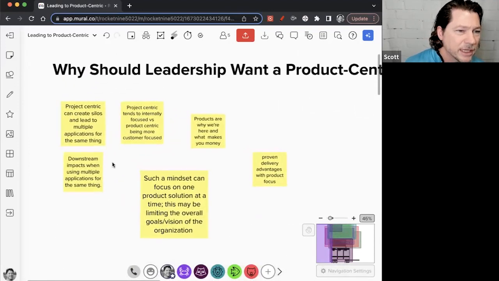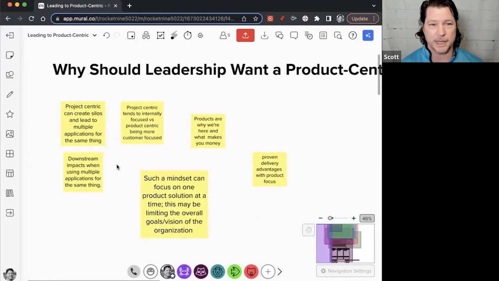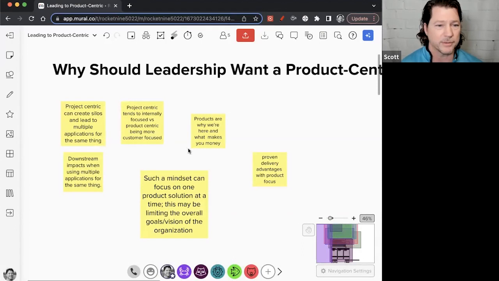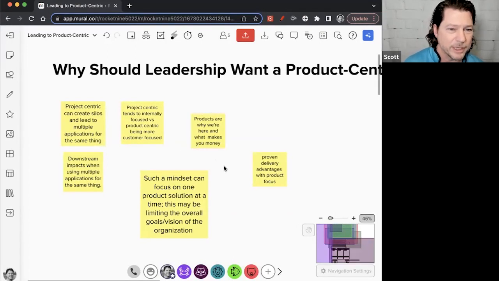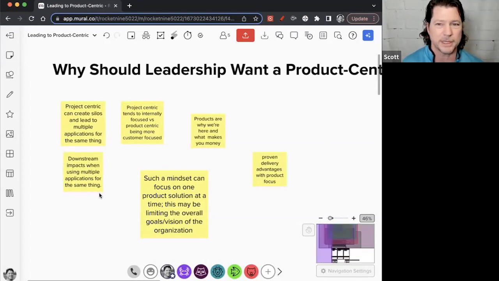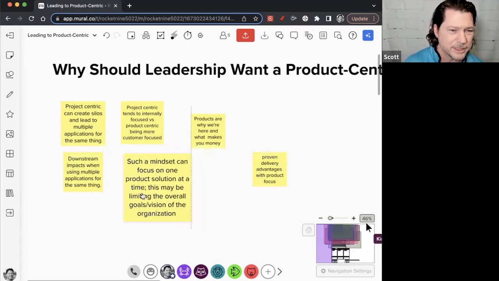Project-centric can create silos and lead to multiple applications for the same thing. Absolutely. Project-centric tends to be internally focused versus product-centric being more customer focused. I agree. I like that. Products are why we're here and what makes you money. Yep, that's why I'm interested in it. Proven delivery advantages with product focus. True, there are definitely success stories. Downstream impacts when using multiple applications for the same thing. Yeah, all the coordination and work. It's complex stuff we do, and we kind of make it worse on ourselves.